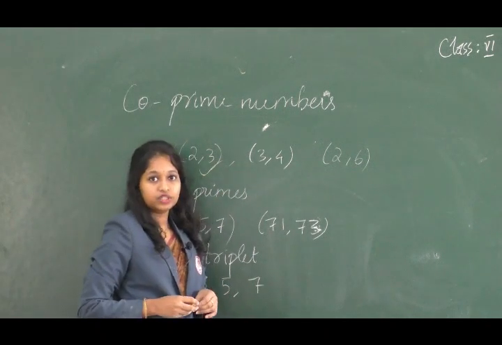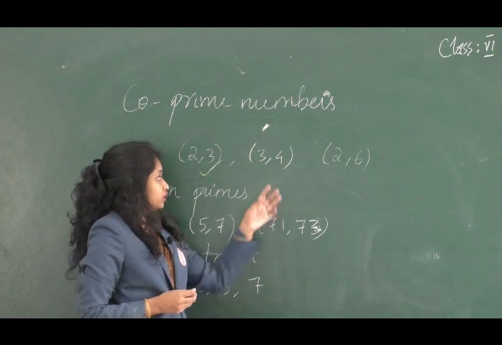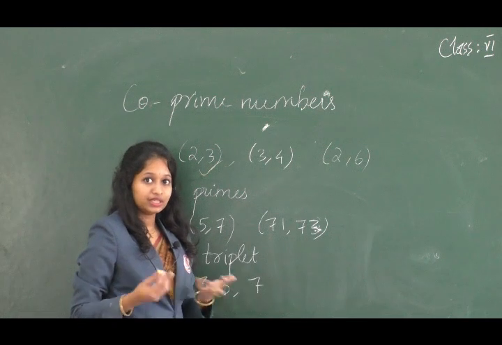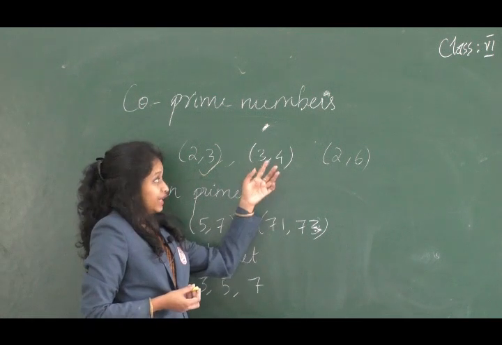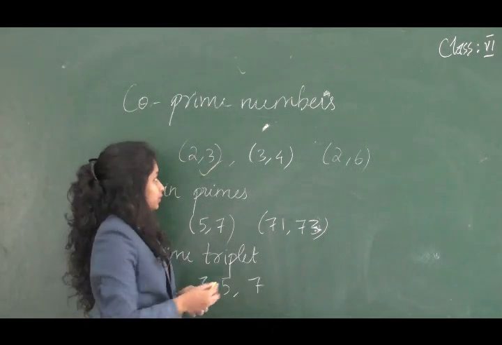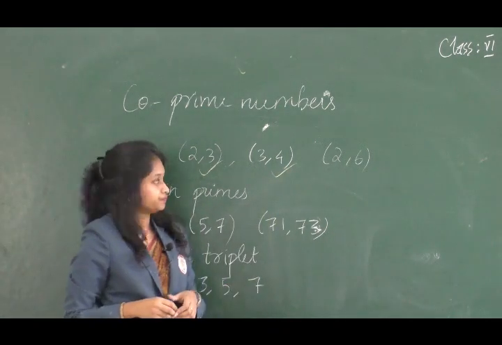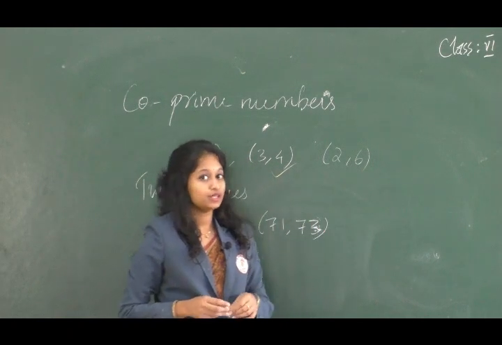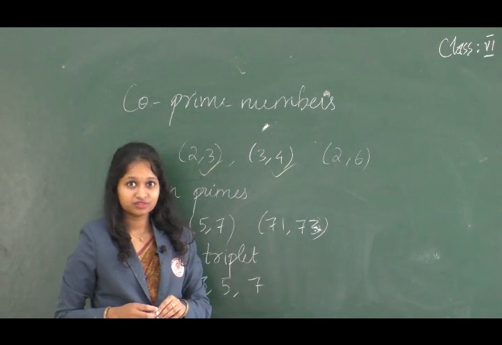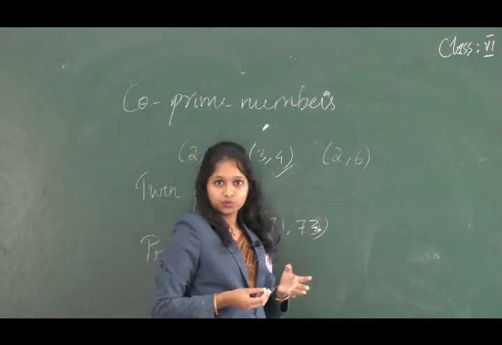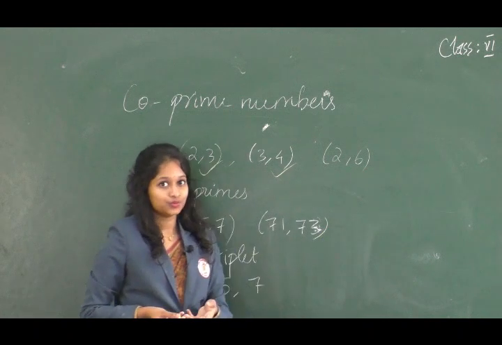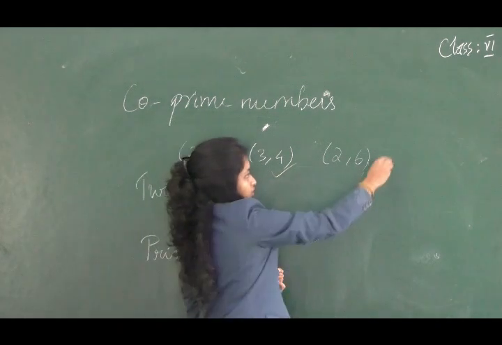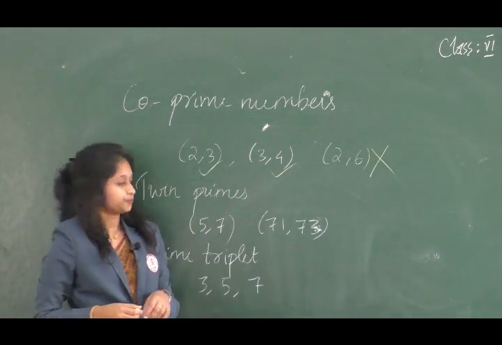Another example, 3, 4. For 3 and 4, is there any other factor other than 1? Is it divisible in any other numbers? 3 and 4 together? No, right? So this is also a co-prime number. Now 2, 6. Is 2 and 6 divisible with any number other than 1? Yes. 2 is divisible with 2. 6 is divisible with 2. So there is a common factor other than 1, that is 2. So this is not a co-prime number.